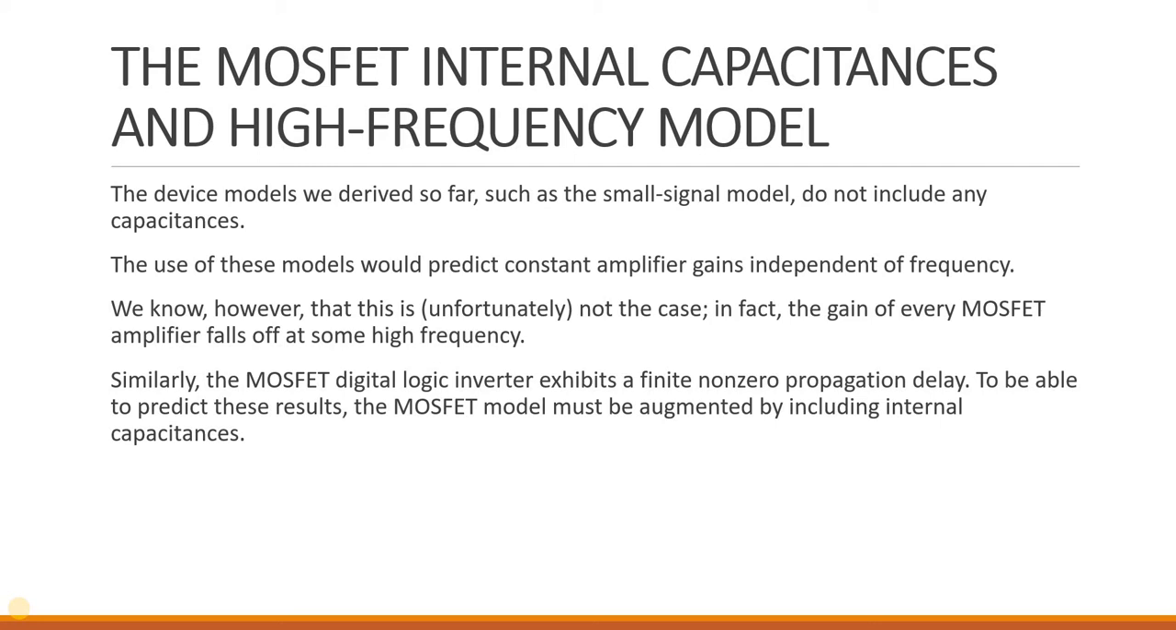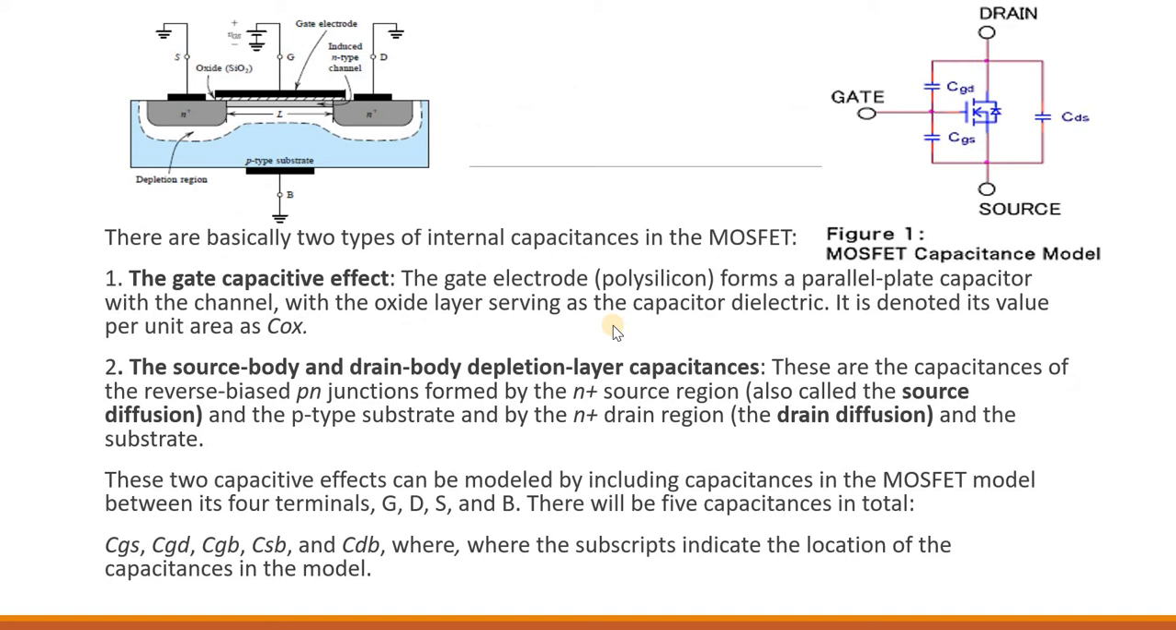So what are those capacitances? They are because of basically two types of internal capacitances in the MOSFET. One is the gate capacitive effect, and the other is the source-body and drain-body depletion layer capacitances. Under the gate capacitive effect, we have three different capacitances: between the gate and the source, between the gate and the drain, and between the gate and the body. We know there are four terminals: source, gate, drain and body.